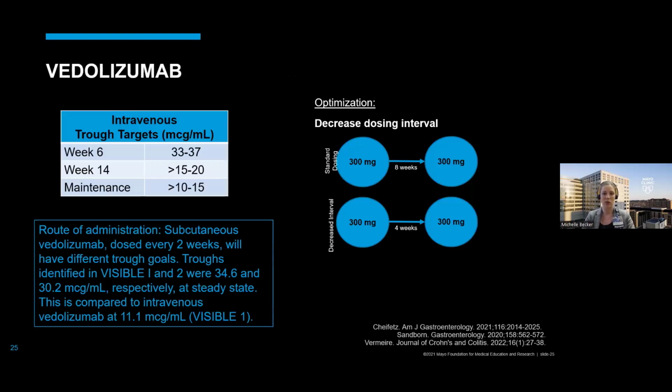Previously, vedolizumab has only been intravenous. And we'll see that the trough concentrations overall are higher numbers with the subcutaneous administration. The Visible 1 and 2 trough concentrations of 34.6 and 30.2 were comparative at the same time as intravenous of 11.1 micrograms per milliliter.